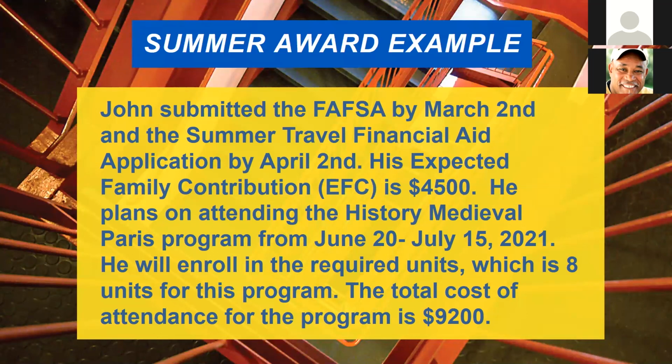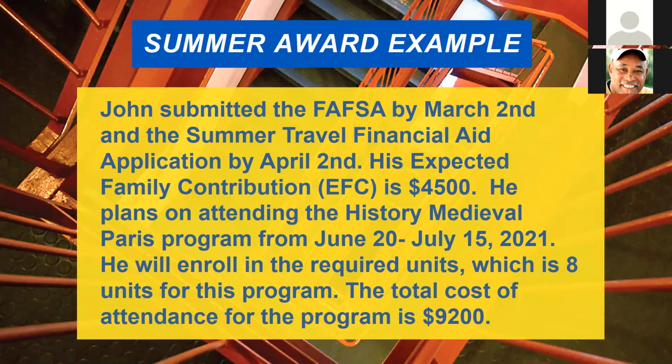Based upon the FAFSA information and after calculating his eligibility, his EFC number, which is the expected family contribution, is determined. And no, that does not mean that's what the family is expected to give. That's just the name the government placed on it. It's really discretionary income that a family has that could be used towards education. So in this case, the EFC is $4,500. And this student is planning on attending the History of Medieval Paris program, and the dates are from June 20 through July 15th.